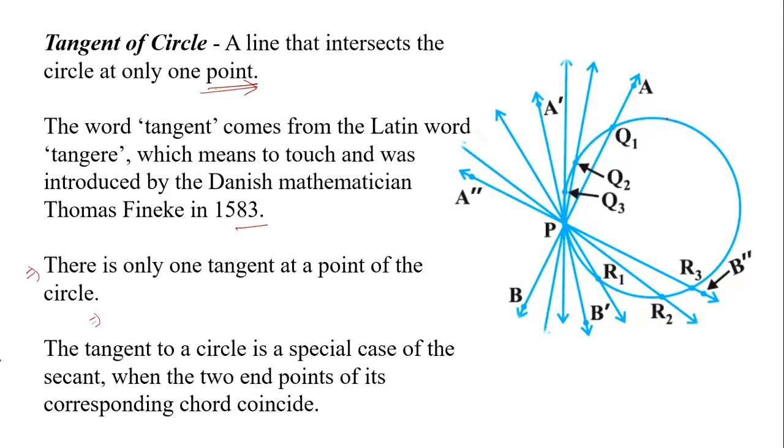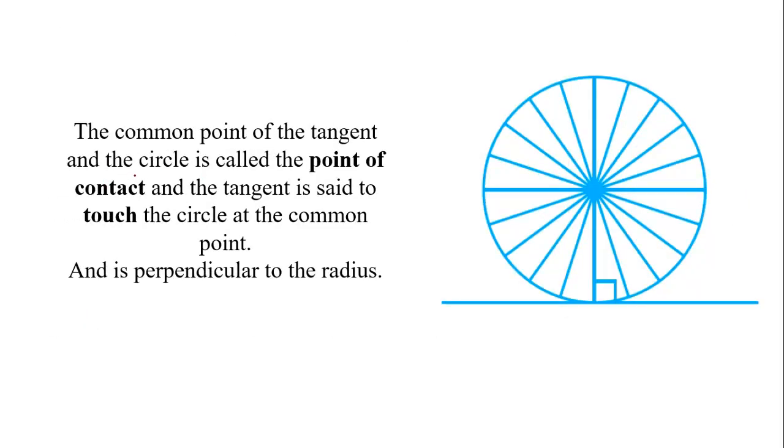And the tangent to a circle is a special case of a secant when the two end points of its corresponding chord coincide. Coincide means when the 2 points of the secant, as we know that a secant intersects a circle in 2 points, become one, then the secant will be a tangent of the circle. The common point of a tangent to a circle is called the point of contact. That is a very important concept.